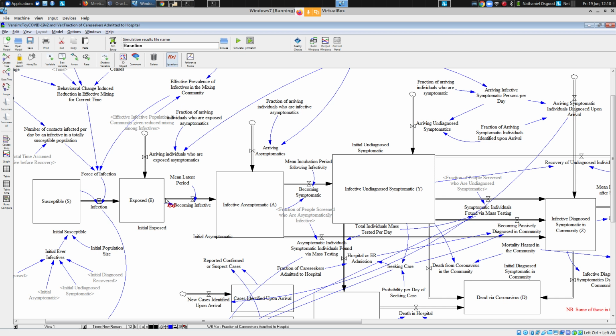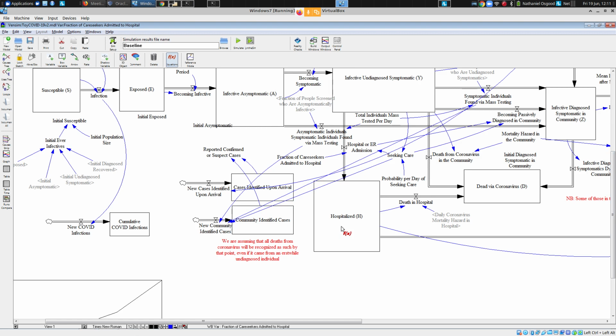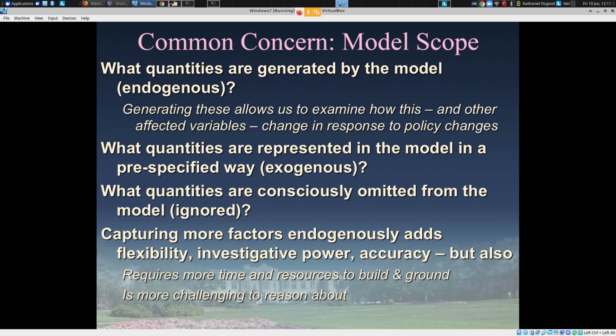We're not capturing age differences and differential mixing by age. We're not capturing the fact that some people in the hospital are in ICU and some are not. These are things that are just ignored right now. And it's good to be aware of these and to say these are consciously ignored. It's not necessarily a shortcoming of the model per se. Maybe those are in your parking lot to put in later. But they're things that right now are not considered.